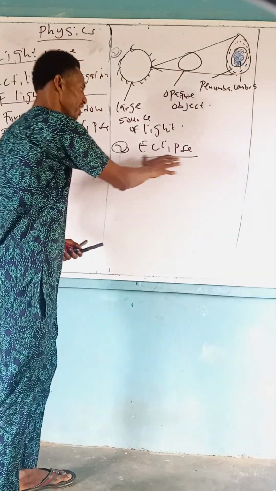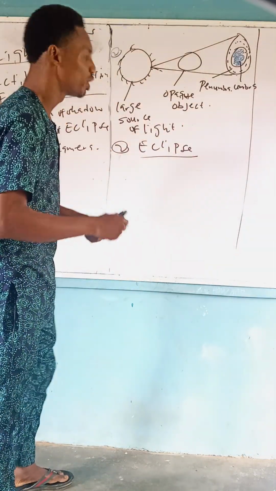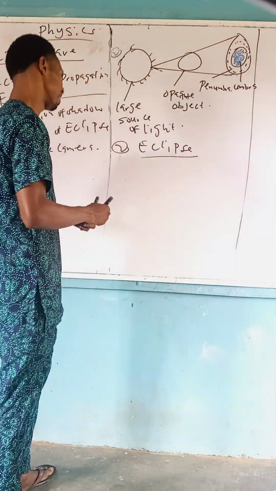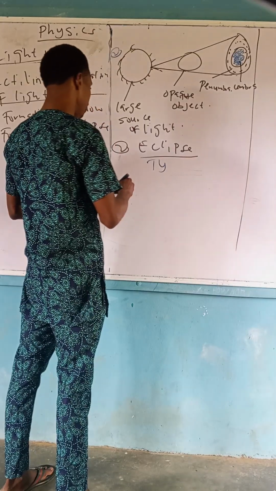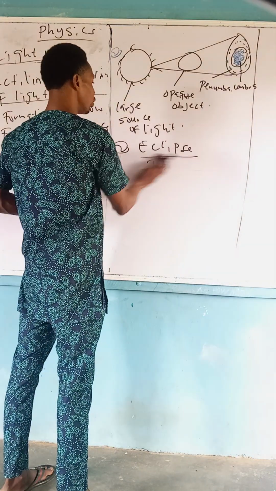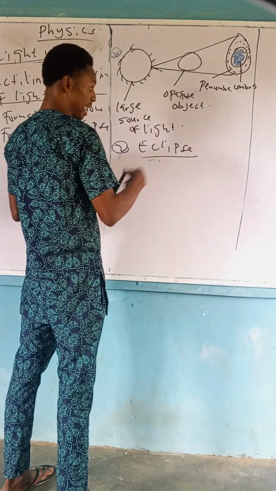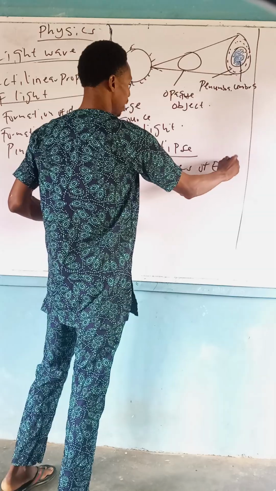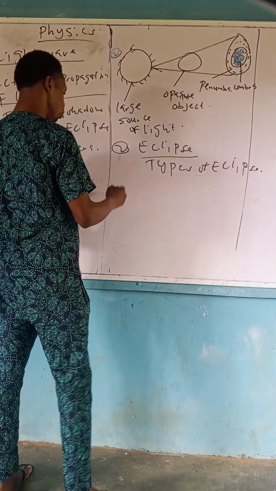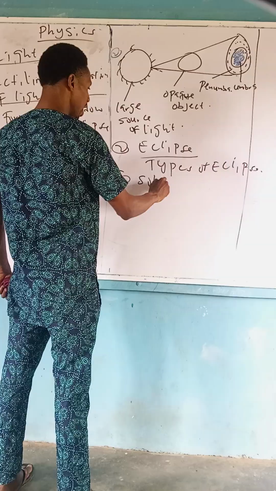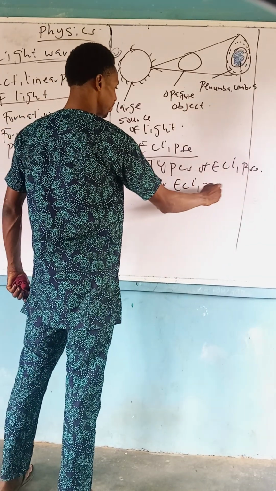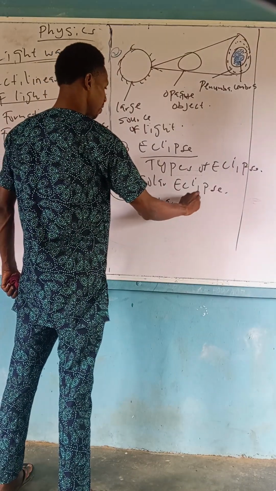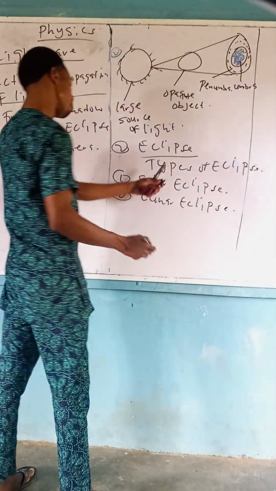When does an eclipse occur? An eclipse occurs when the sun, the moon, and the earth lie in a straight line. In this lesson, I'll just explain 2 types of eclipse. We have about 3 types. So let's explain the types of eclipse. I'll basically explain 2. Number 1, the solar eclipse. Number 2, the lunar eclipse. I'll pick them one after the other.